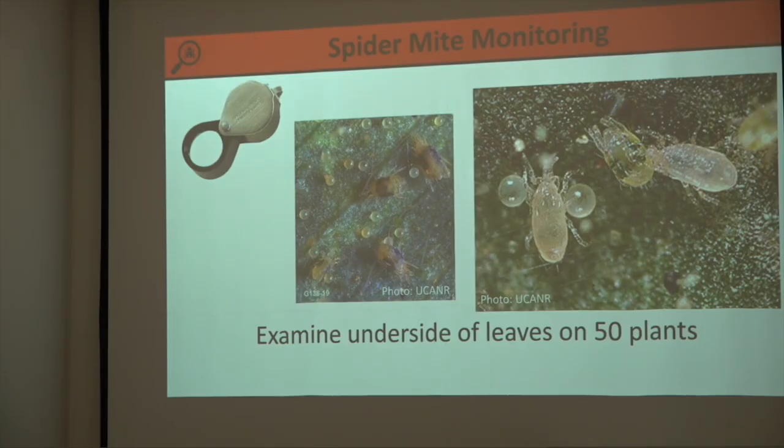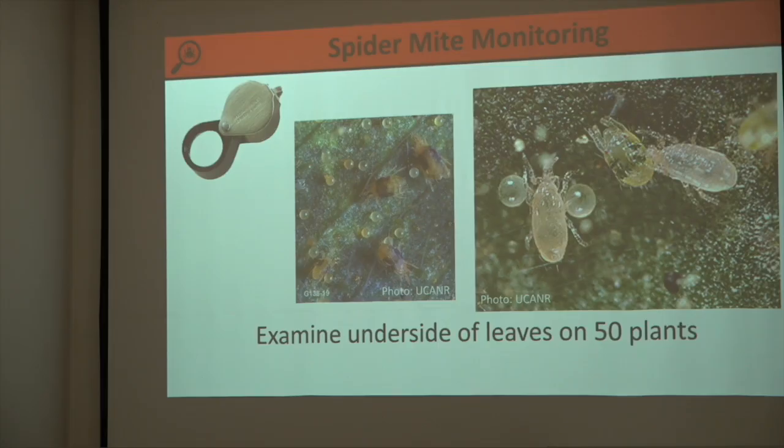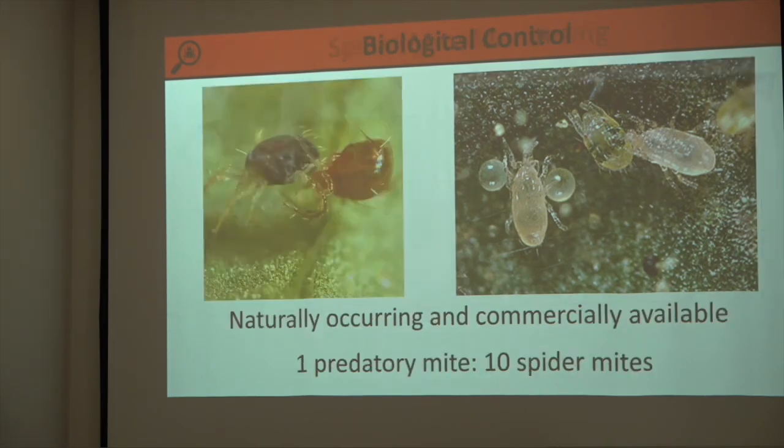So you may notice these in your field as well. They tend to be on the underside of leaves. So you want to examine the underside of the leaves for about 50 plants and look for both the predatory mites and the spider mites, because these are naturally occurring in our fields. And here's another species that's also red.